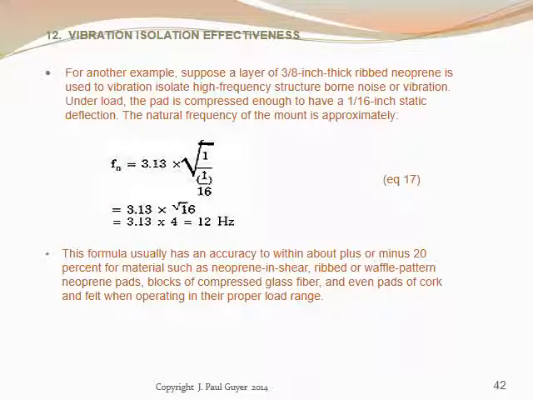Another example using a rubber pad. The calculation of equation 17 is indicated on this slide, and the natural frequency is 12 hertz. This formula usually has an accuracy to within about plus or minus 20% for material such as neoprene in shear, ribbed or waffle pattern neoprene pads, blocks of compressed glass fiber, and even pads of cork and felt when operating in their proper load range.